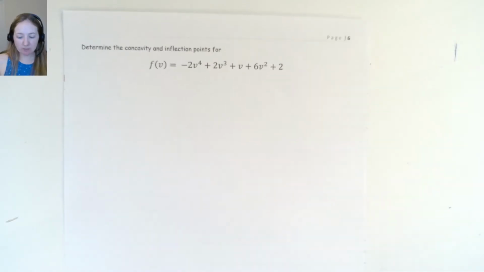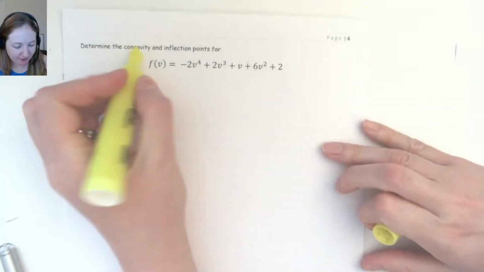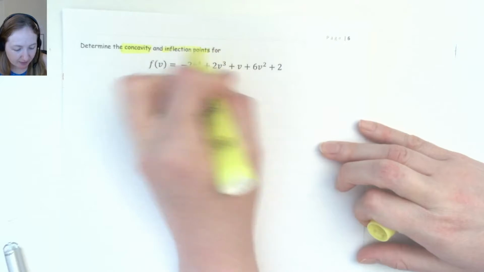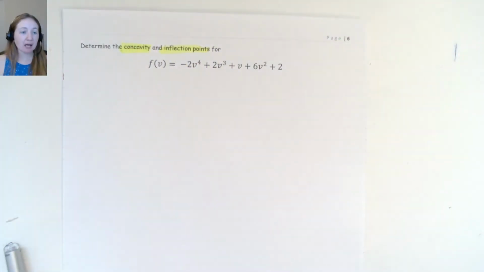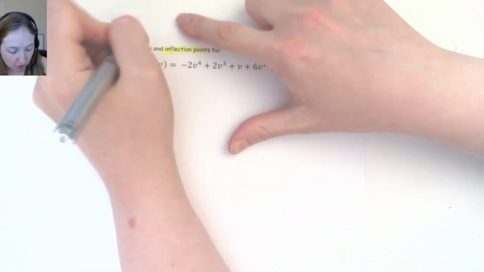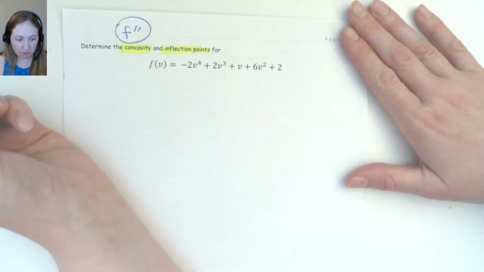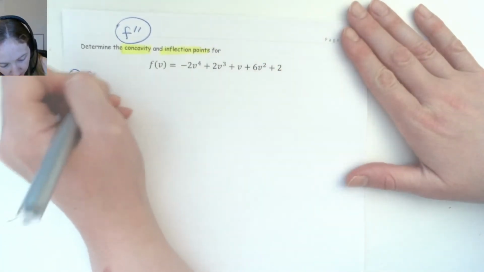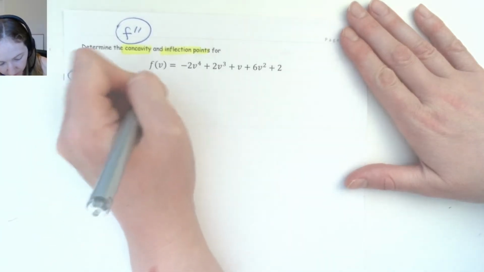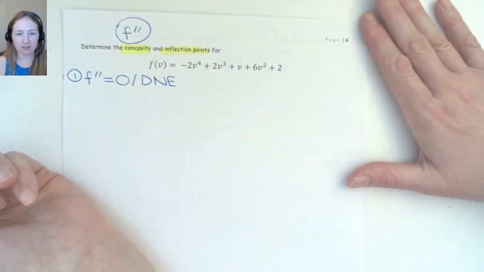All right, so the first step is to read the question and notice they're talking about concavity and inflection points. Anytime you're looking at concavity, you are working exclusively with the second derivative. So the first step is going to be to set the second derivative equal to 0 or does not exist.